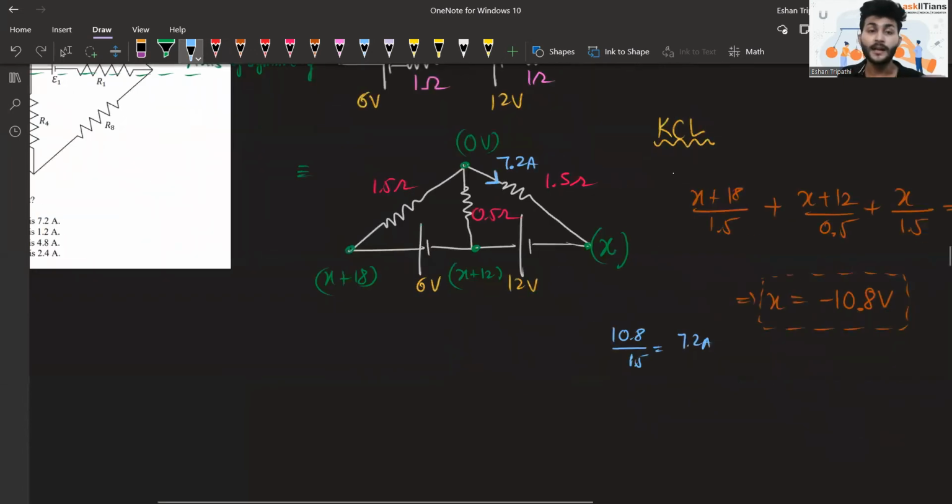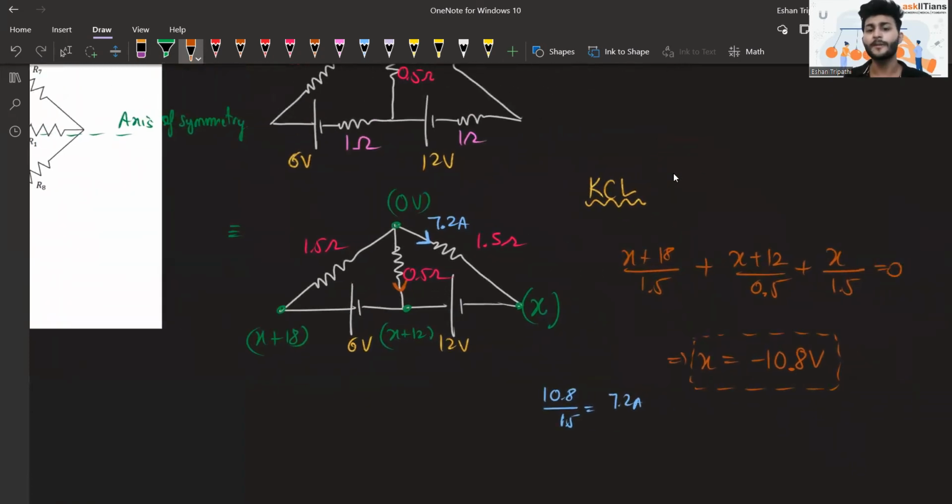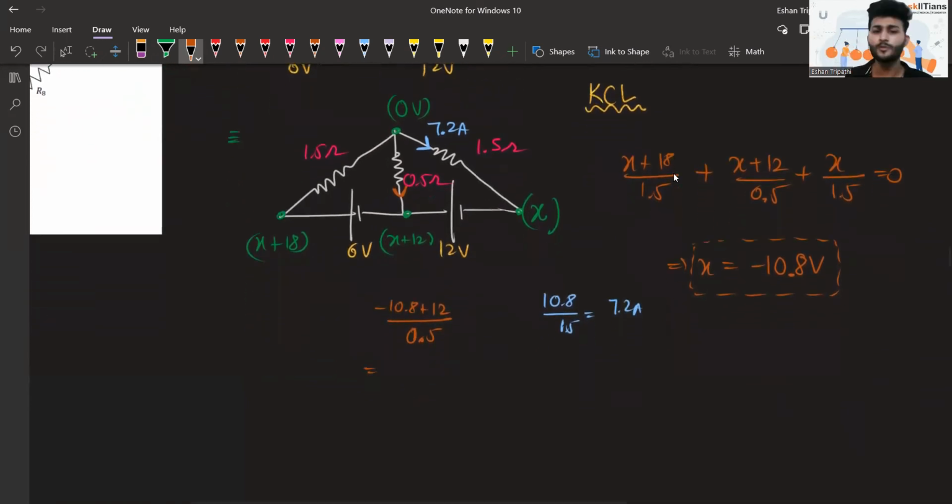Then after that, you have to find the current in the central branch. In the branch in the middle, it's going to be (X plus 12) divided by 0.5, that is 1.2 doubled, which is 2.4. So 2.4 ampere will flow in which direction? Upwards, or downward? Just a second, let me think. X is negative, and X plus 12 comes out to be positive. Basically, this point has positive potential, so current will be upwards, 2.4 ampere in this case.